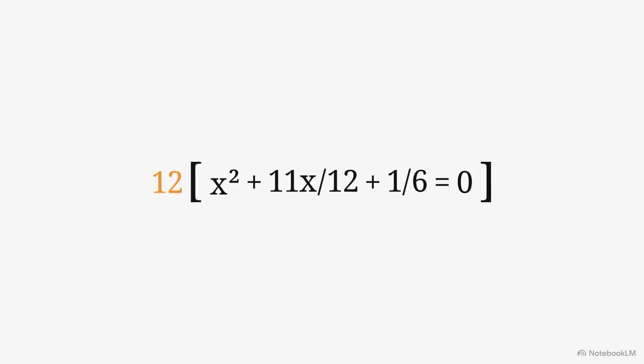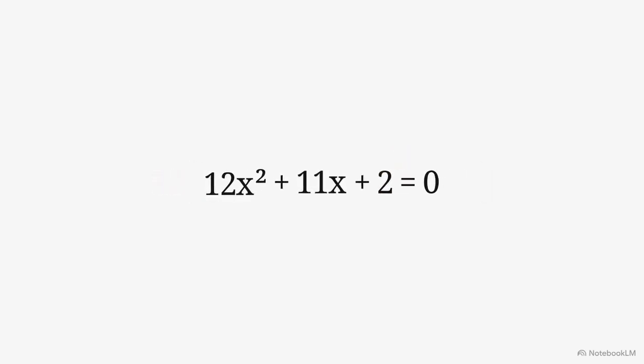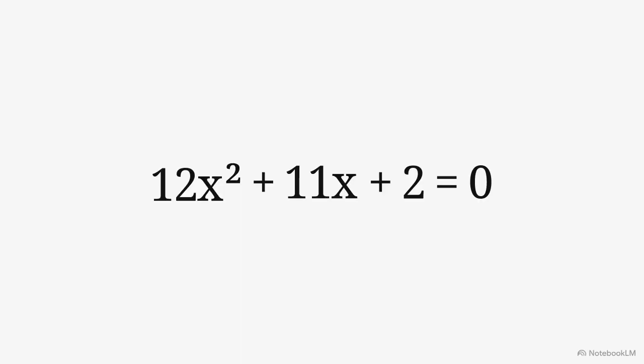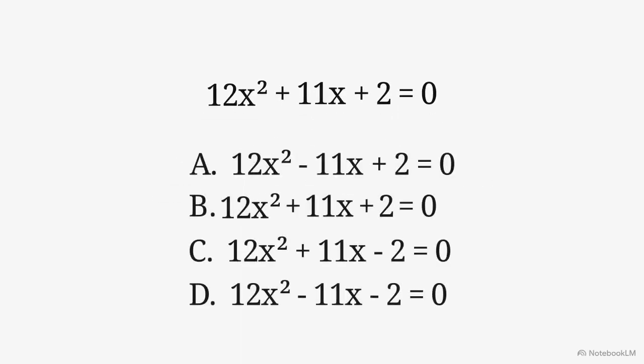We remove these fractions by multiplying every term in the equation by 12. 12 times x squared is 12x squared. The 12 cancels the denominator in 11x/12, leaving 11x, and 12 times 1/6 gives 2. Our final equation is 12x squared plus 11x plus 2 equals 0. Looking back at our options, option B is the correct match.